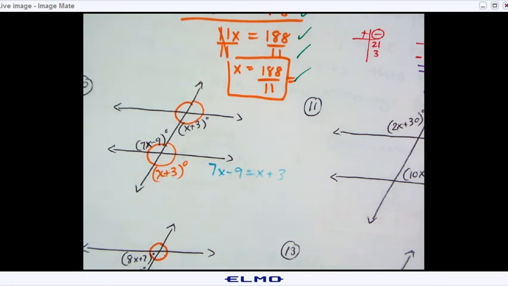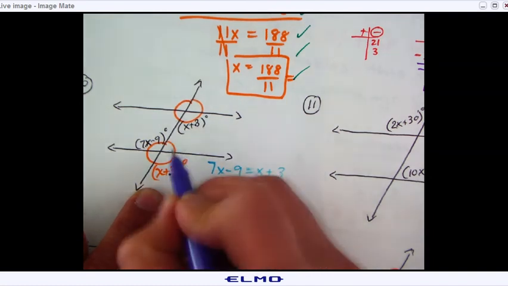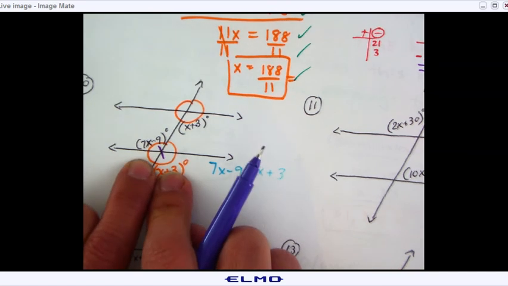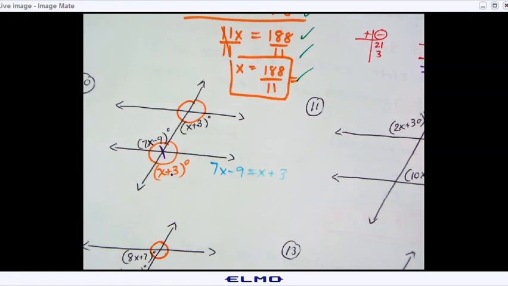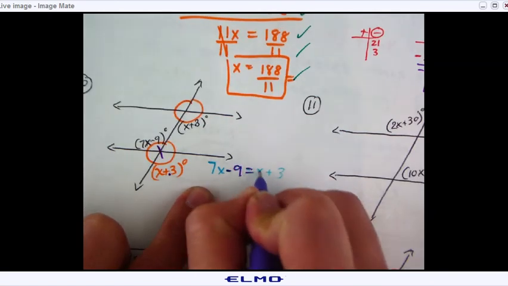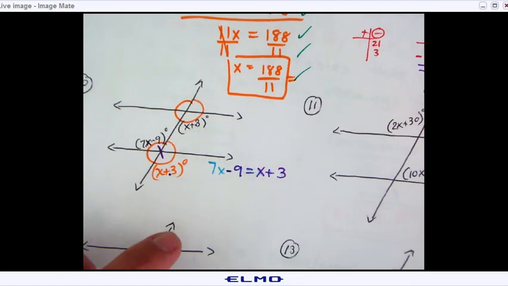All right, so anyways. When you draw the circles, this x plus 3 will be right here. They're across from each other, which means they're going to be the same. Remember, the only time you add them together is when they're side to side, which equals 180. Everything else is going to be the same. So here, it's 7x minus 9, minus 9.